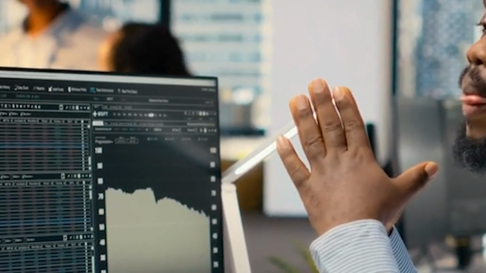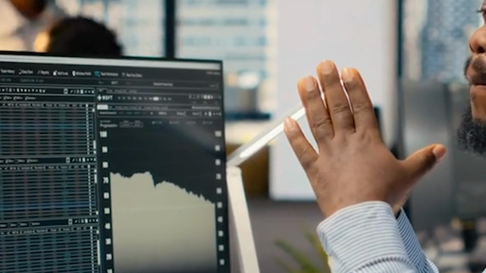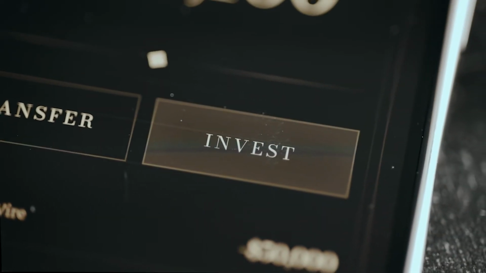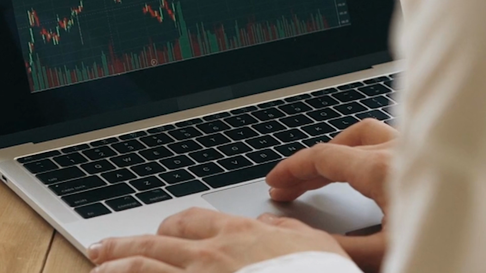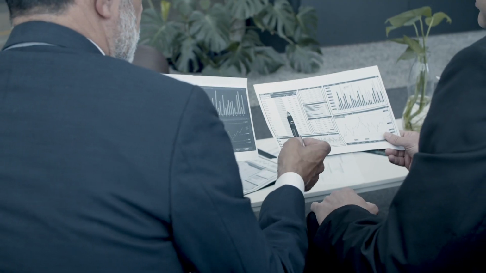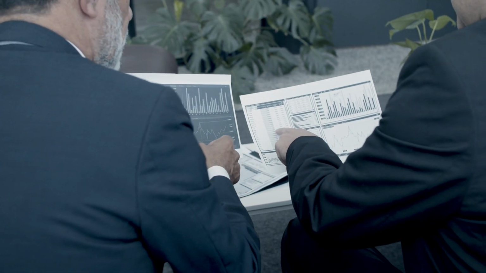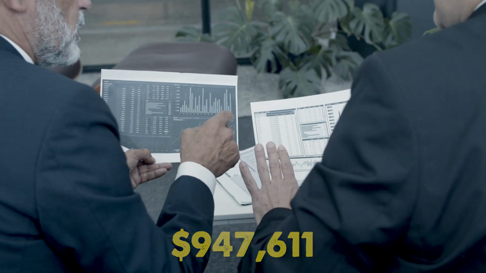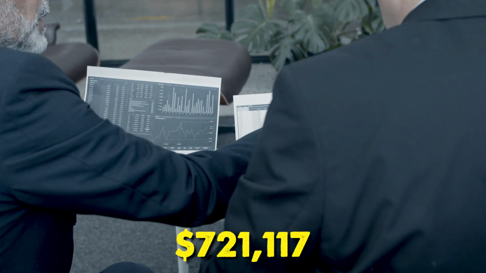Now imagine you place your $1,825 annually into an actively managed mutual fund that exactly matches the S&P. But the fund charges a 1% annual management fee. Your net return drops to 9.5836%. Over 40 years, that 1% fee reduces your terminal portfolio from $947,611 to $721,117. The active manager took zero principal risk and merely tracked the market, but extracted over $226,000 of your wealth.